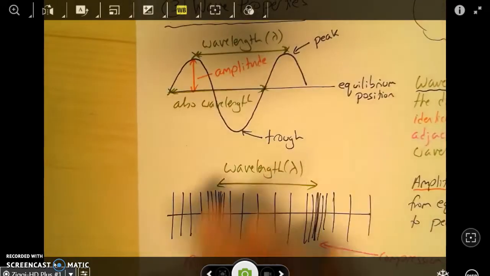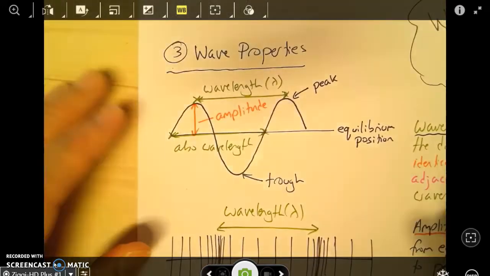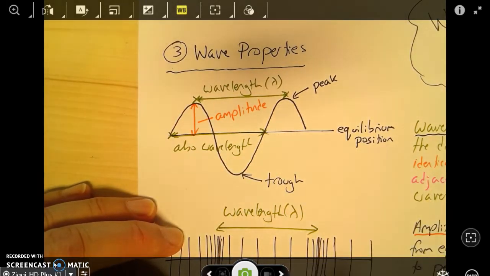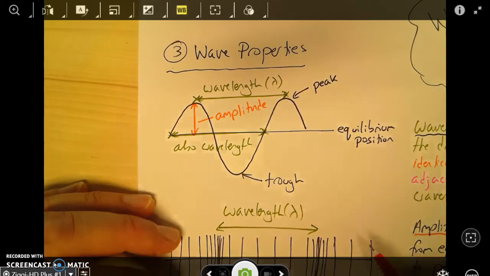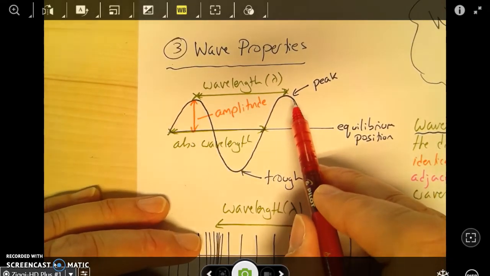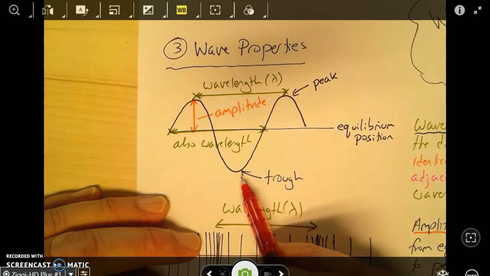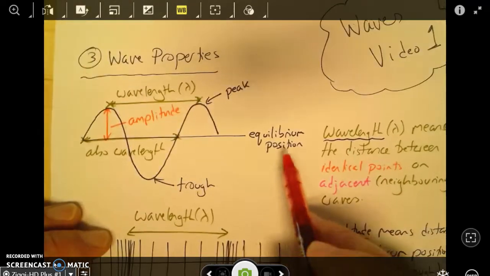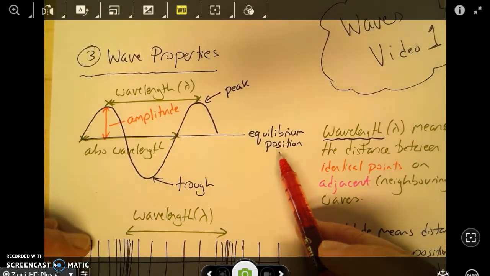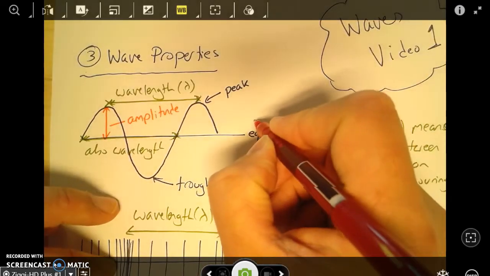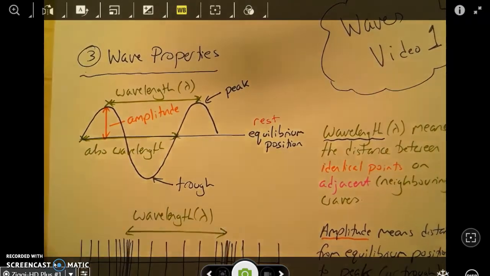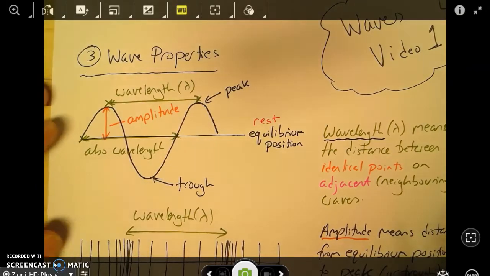Okay, last bit for this video is about some properties of waves. Things we can measure, and these always come up one way or another. So here is a transverse wave I've drawn on there for you, and you need to know firstly that the very top point of the wave is called the peak, and the very bottom point is called the trough, and this line in the middle is called the equilibrium position. You could also call it, if you wanted to, the rest position. If you can't remember equilibrium, you can call it the rest position, but it's the middle line.